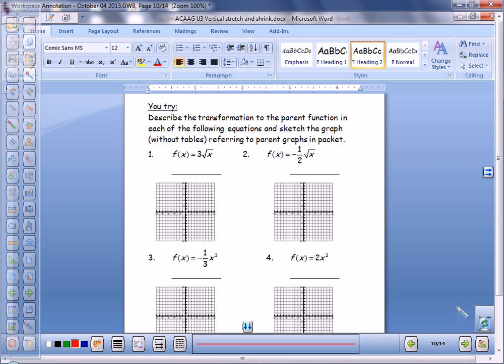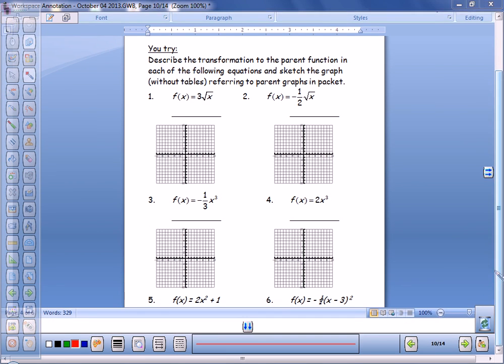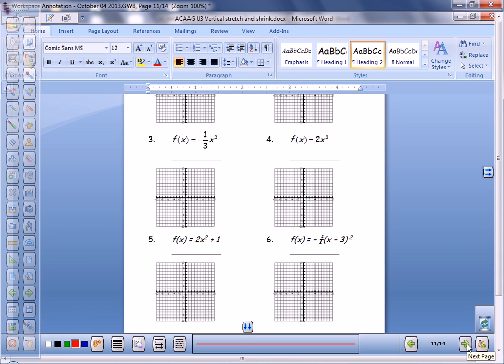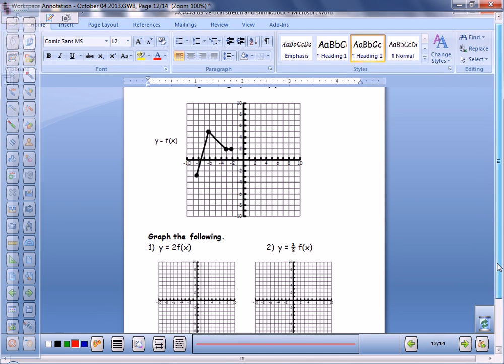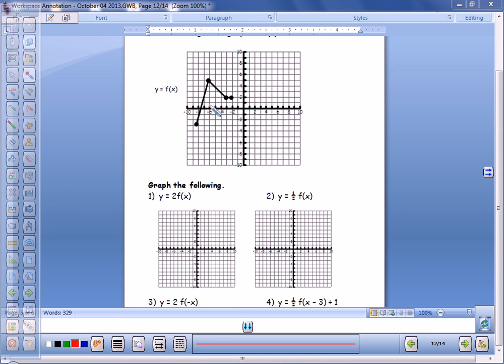All right. Here are some for you to try. I'm going to let you try those in just a second. I want to go over what happens here first, and then at the end you can press pause and I will work some of the you-tries and you can check it at the end of the lesson.